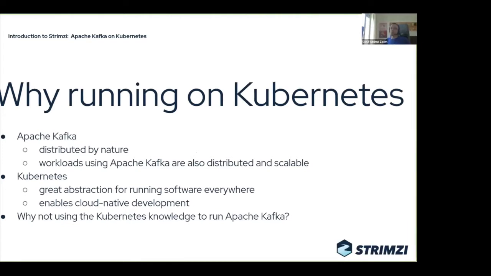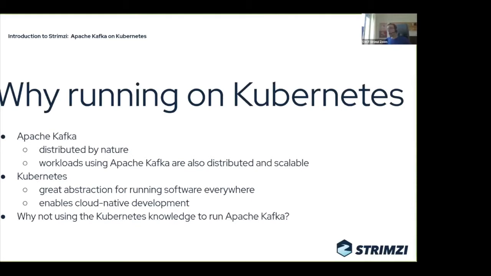On the other side, we have Kubernetes. Kubernetes defines a great abstraction for running your software everywhere. You can run Kubernetes on bare metal or on any cloud provider, like Amazon, Azure, Google, and so on. And in that case, you can just move your application from one cloud provider to the other, or to bare metal, thanks to Kubernetes. So it enables you to develop cloud native applications, right?